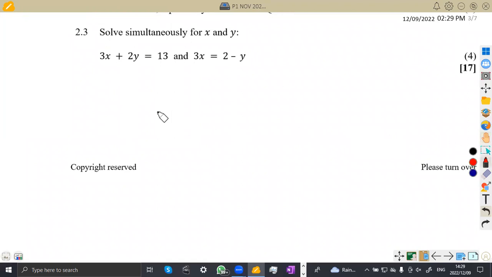Elimination by substitution together. What you're going to do is have the two equations with the variables on one side of the equation, just like the first equation: 3x plus 2y is equivalent to 13. The second equation, we have 3x, which is fine. Then we transpose -y to this side, which becomes a positive y equal to 2.